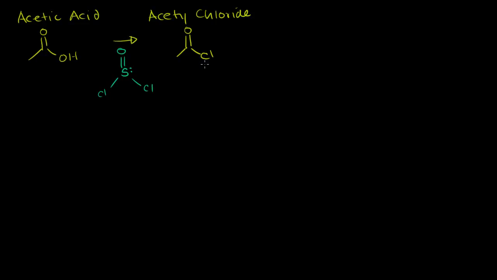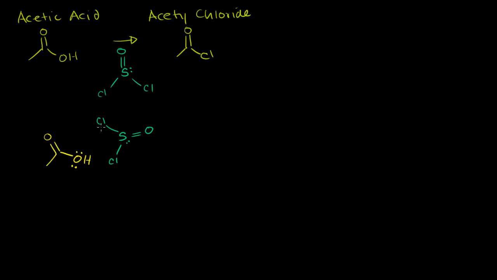So let's think about how this might occur. So let's have our acetic acid right over here. And then you have this oxygen bonded to a hydrogen, just like that. Now this guy's got 2 lone pairs. And then the thionyl chloride, I'll redraw the thionyl chloride right over here, and I'll set it up in the right position. The thionyl chloride looks like this, and this has a lone pair of electrons right over here.